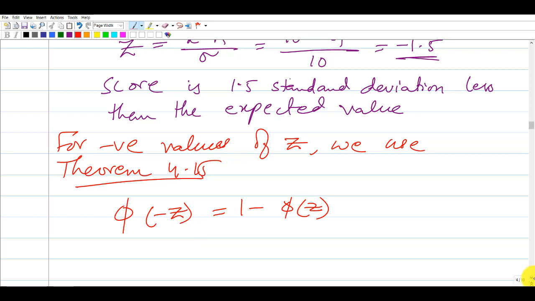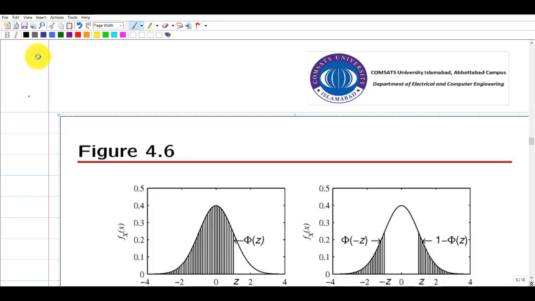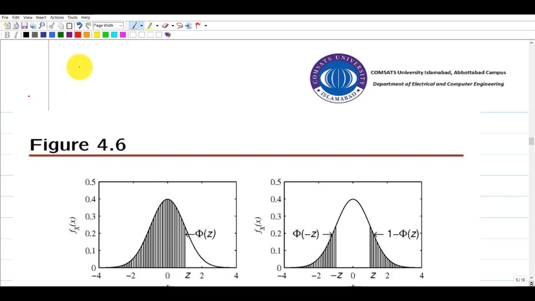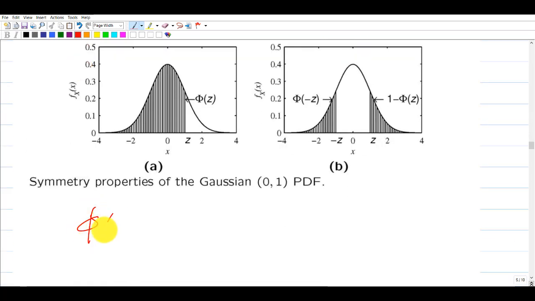So this can be seen in the figure. I will copy this figure from the book so that it can be clearly visible. It is figure 4.6, and we can see that what we have defined as phi of minus z is equal to 1 minus phi of z.